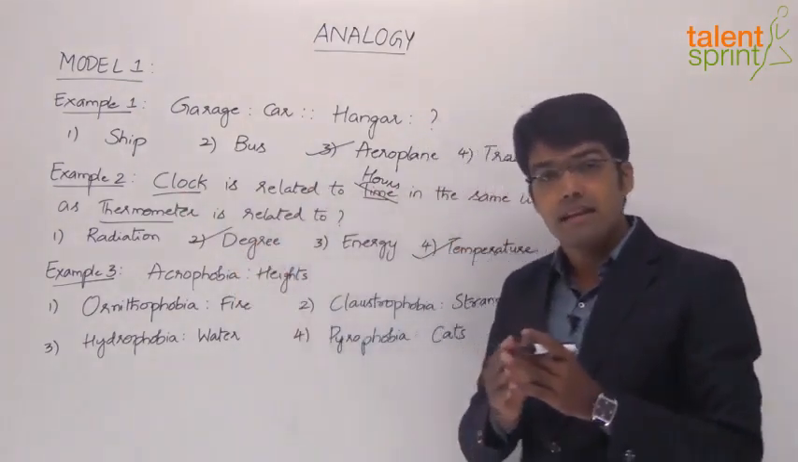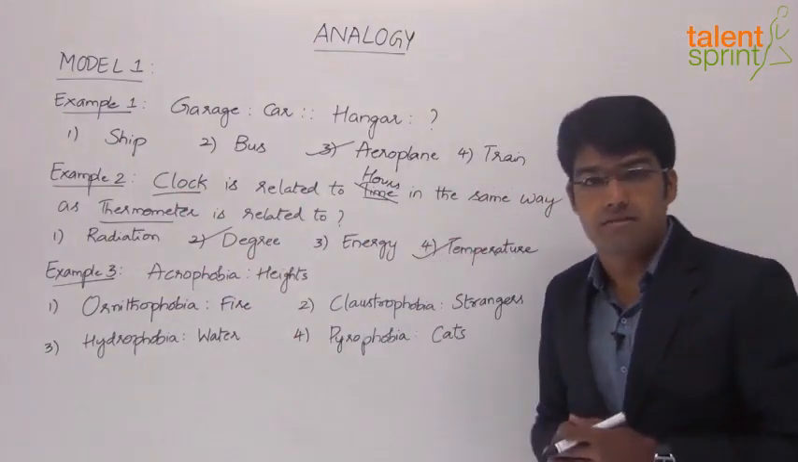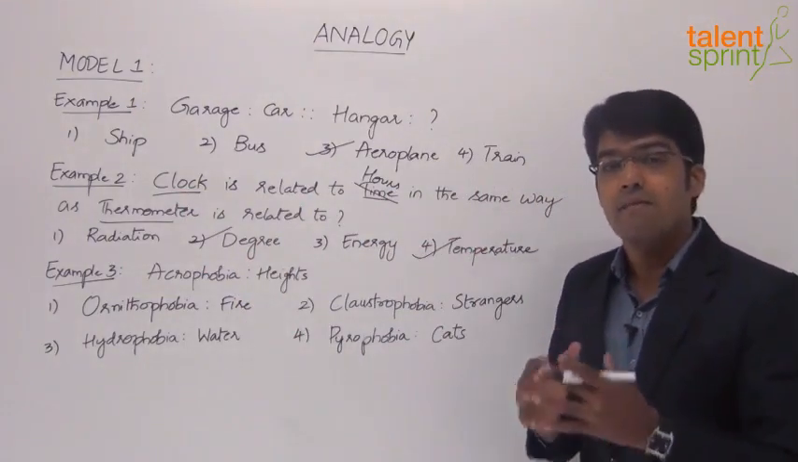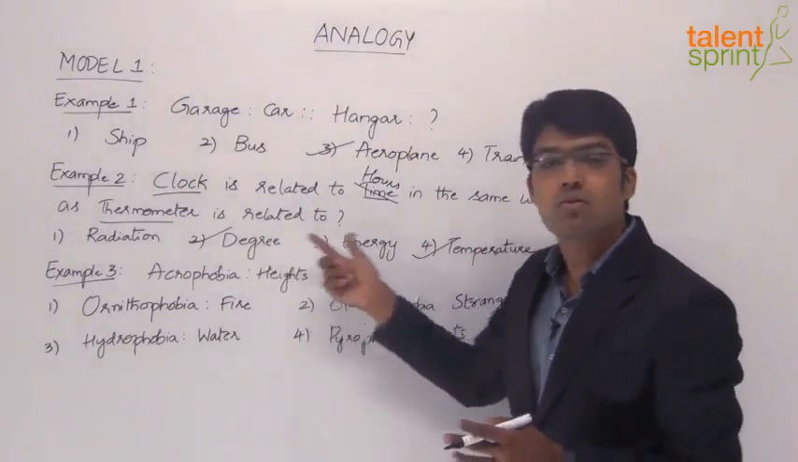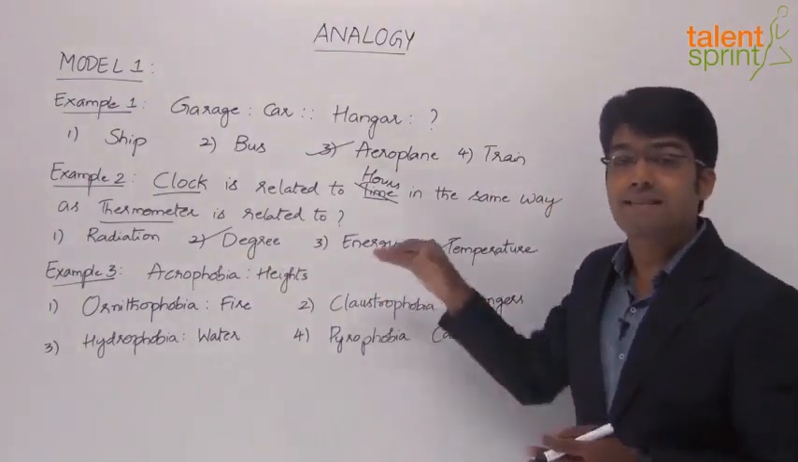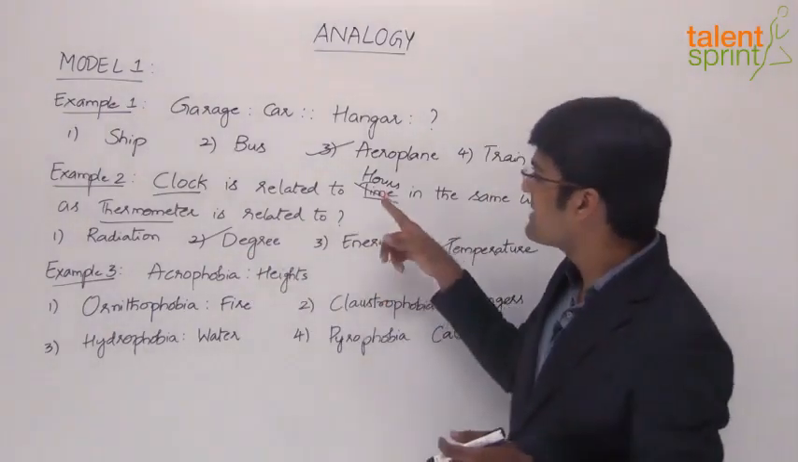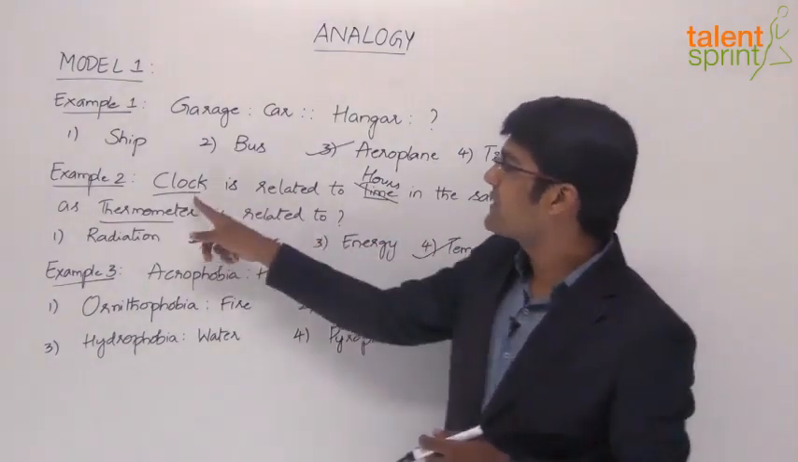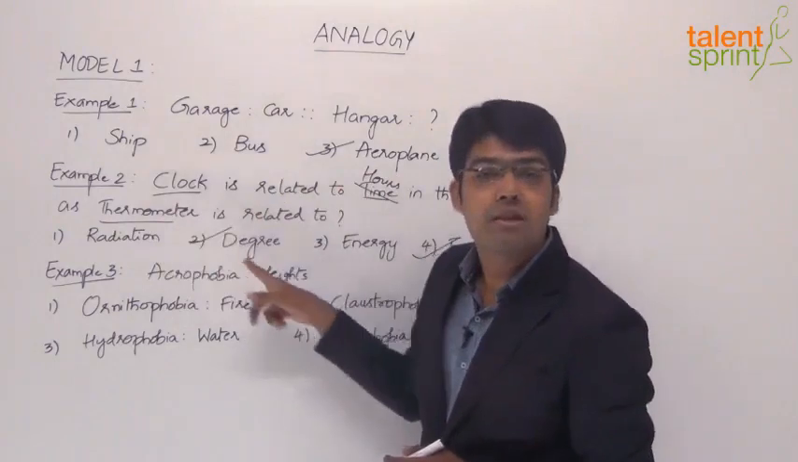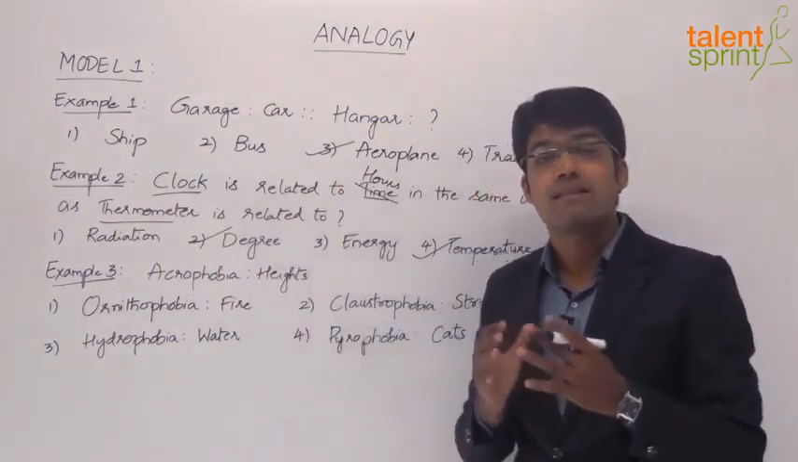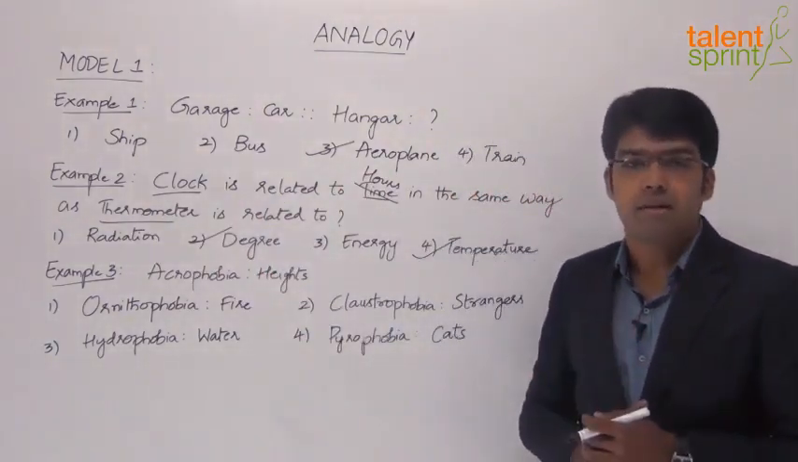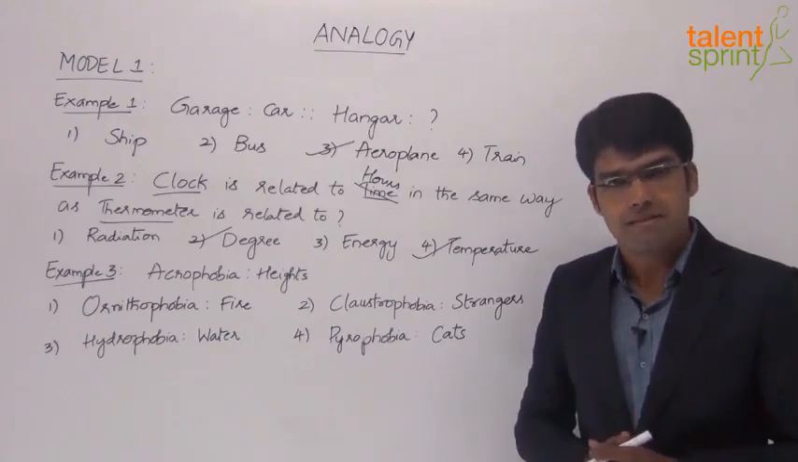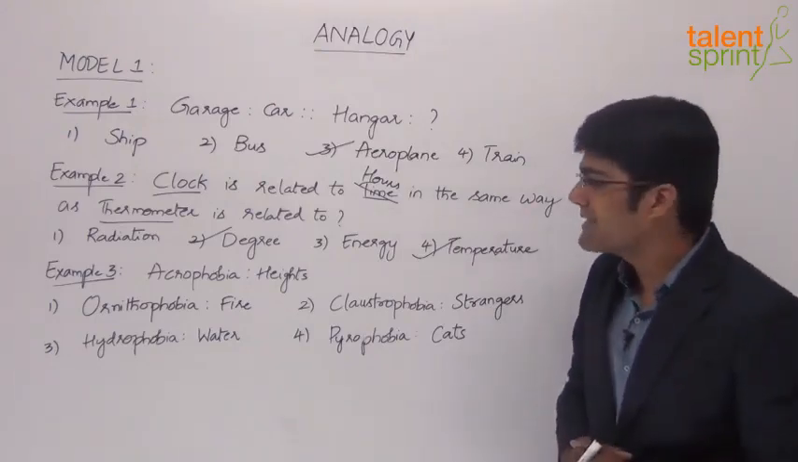So we have to be careful while answering these questions. Though they are easy, sometimes we get trapped in two options, whether we have to go for second option or the fourth option, as in this case. So if the question is saying clock is to time, then thermometer is to temperature. And if it says clock is to hours, then thermometer should be related to degrees. So we need to understand or make the sentence properly so that answering the question becomes easy. Let's now move on to the next example here.